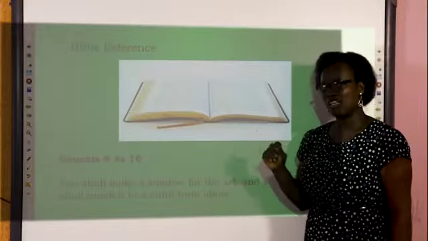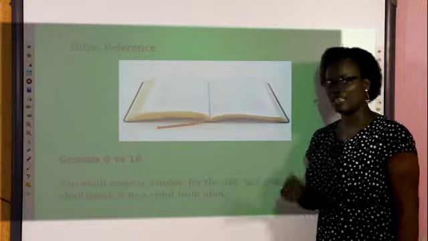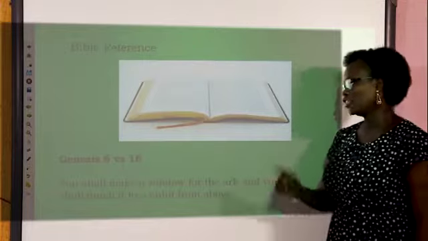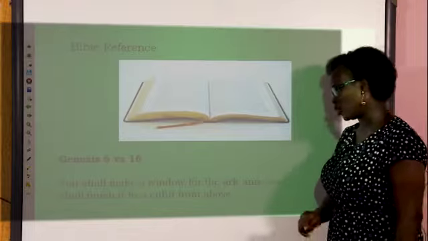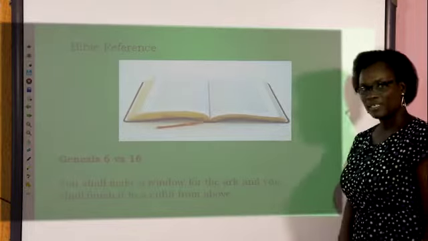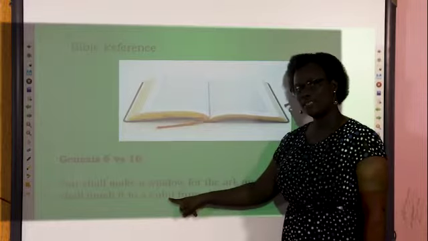Before we move on into the class, let's hear what the Bible has to say. In Genesis chapter 6, verse 16, you shall make a window for the ark, and you shall finish it to a cubit from above. The word there that indicates shape is cubit.